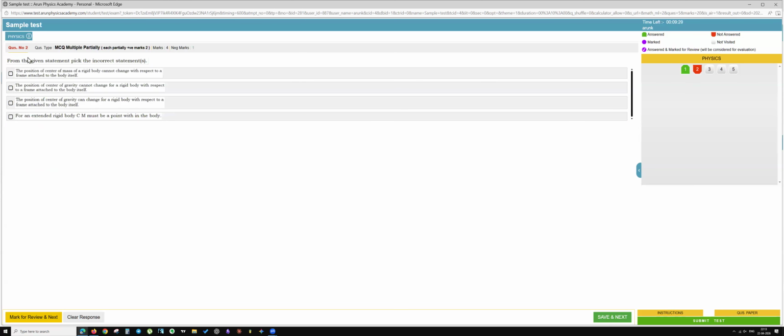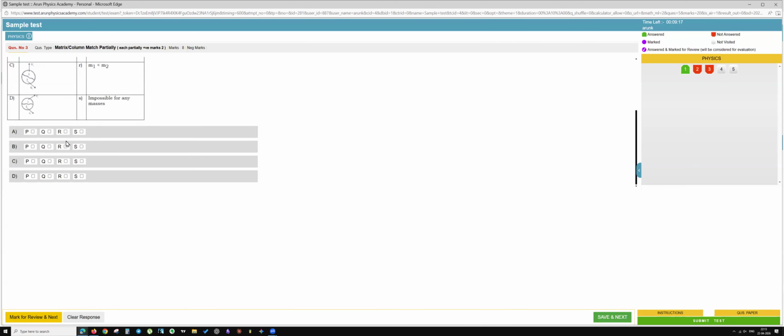For example, look at question 2. I'm clicking option 1, but I don't press save and next. I just go to question 3. That's it. See, question 2 is not marked. You won't get marks for this. Let's say I went to question 3 and this is a matrix matching. Let's say I selected some options like this, whatever. It's a multiple thing. Don't worry.